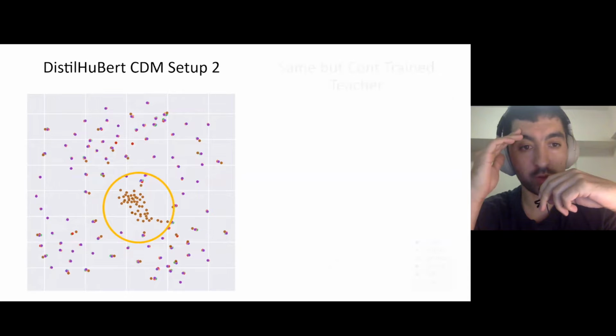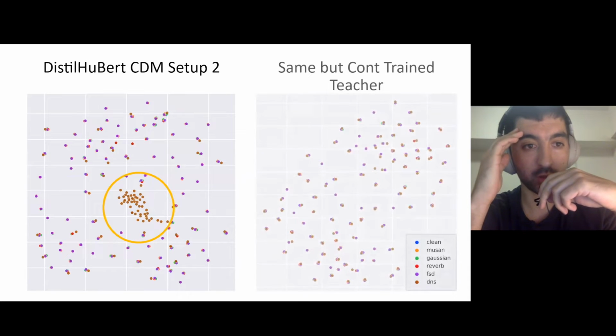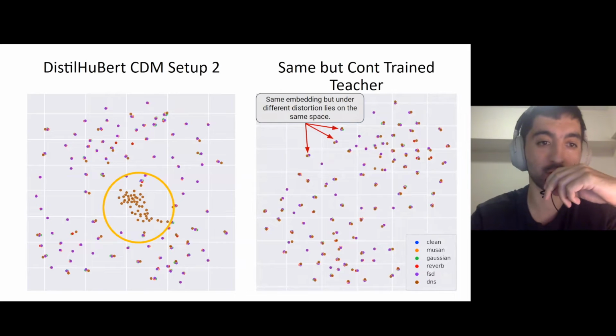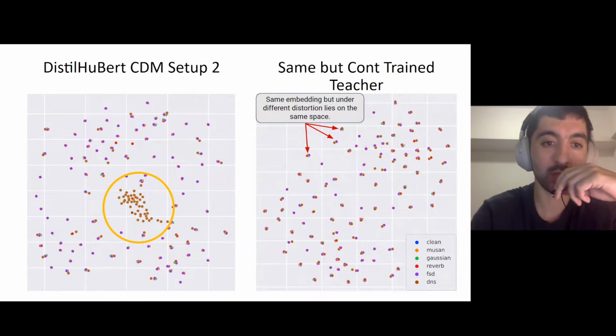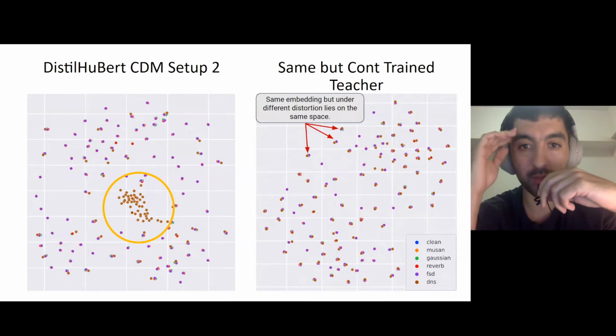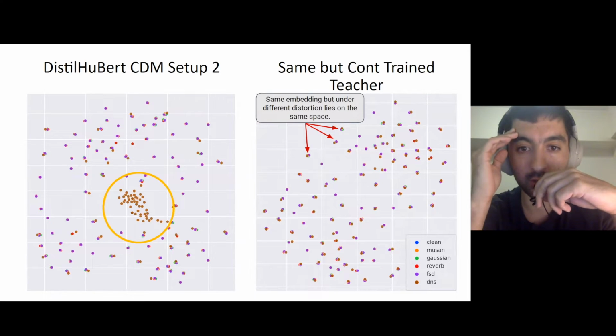Similarly, we do the same visualizations for DistilHuBERT with cross-distortion mapping for the second setup, when they receive different distortions between the teacher and the student. In the left figure, if the teacher model is not continually trained, there is still some cluster assignment for the DNS noise. So the model looks more robust, but there are still some issues. Nonetheless, it is very important to have a continually trained teacher, because in the figure on the right, all the embeddings for the clean speech and all the distortions lie in the same space.